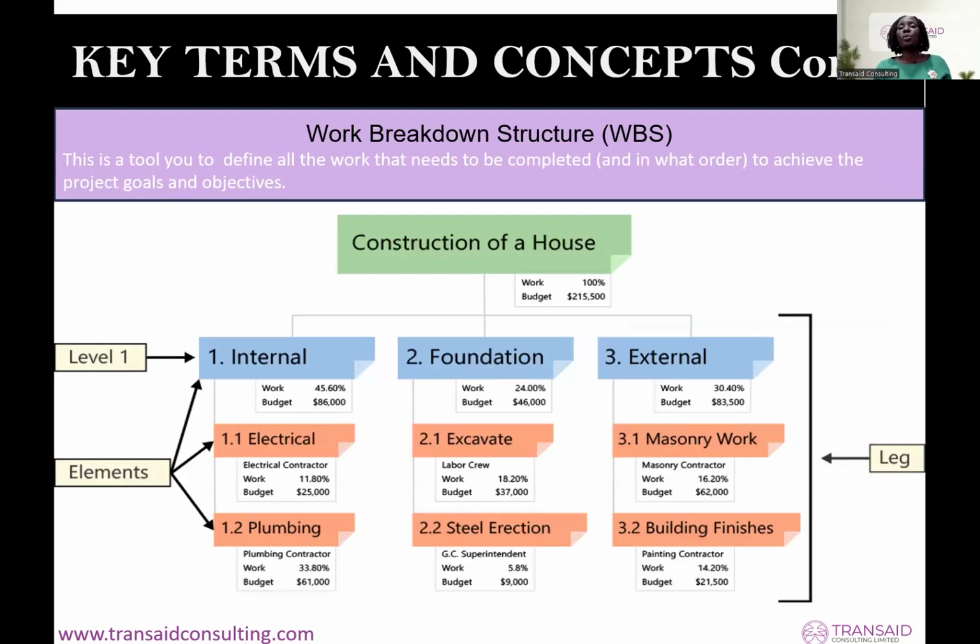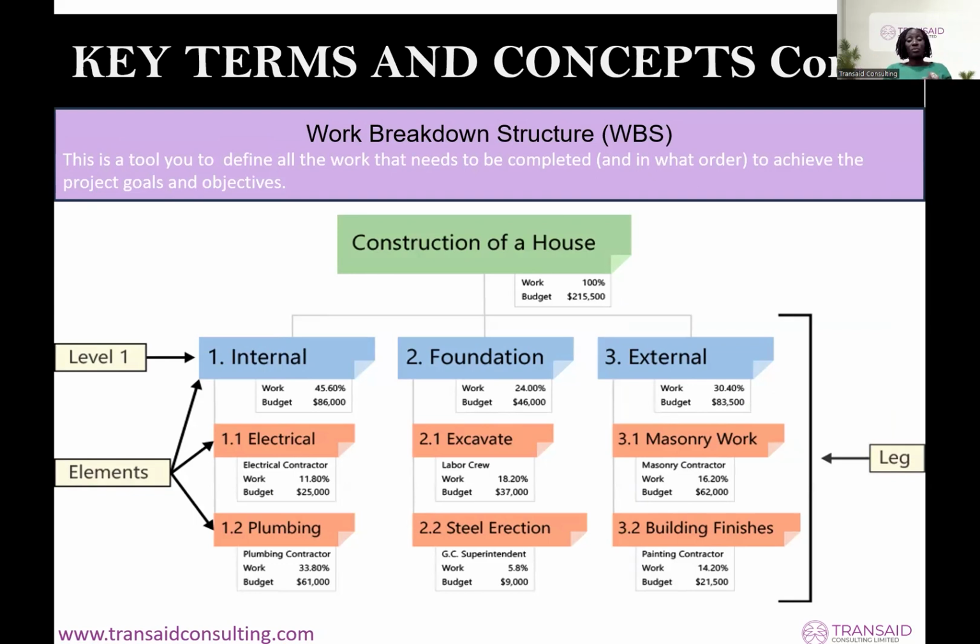We have what is called WBS, work breakdown structure. It's a tool that you use to define all the work that needs to be completed and in what order to achieve your project goals and objectives. And so work breakdown structure, use it to break down the scope. So I want to construct a house now. That's the scope of the work. But how do I break it down?